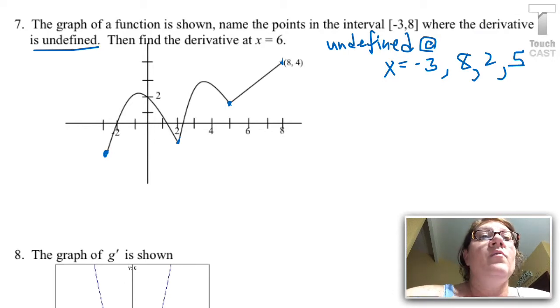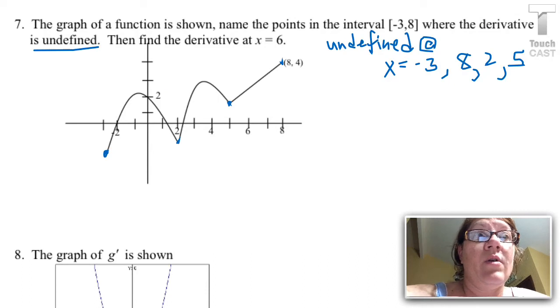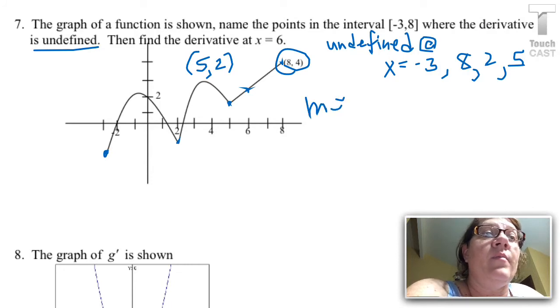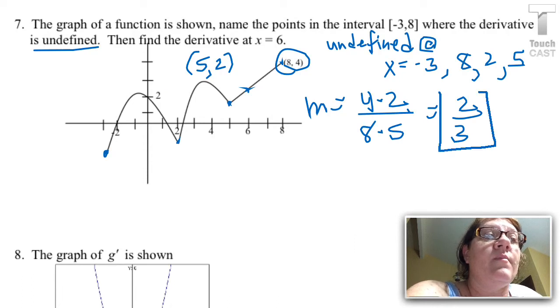So now I got to figure out what the derivative is at 6. Remember, derivative is slope. So I'm looking for the slope when x is 6, if I were to draw a tangent line there. Well, since it's a line, that's kind of a no-brainer because the slope of a line is constant all along it. And since I have 2 points on that line, 5, 2, and 8, 4, I can simply use my slope formula. So subtract the y's, subtract the x's, and I get a slope of 2/3.